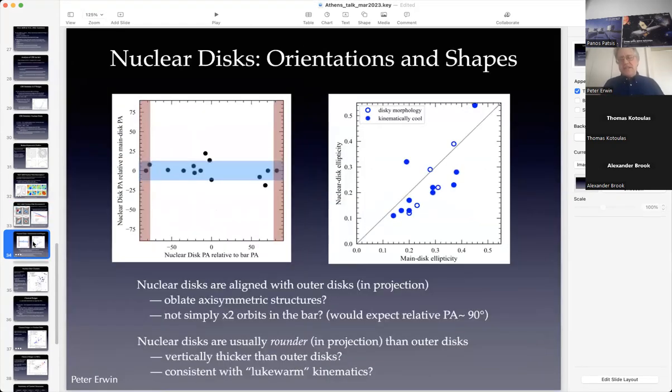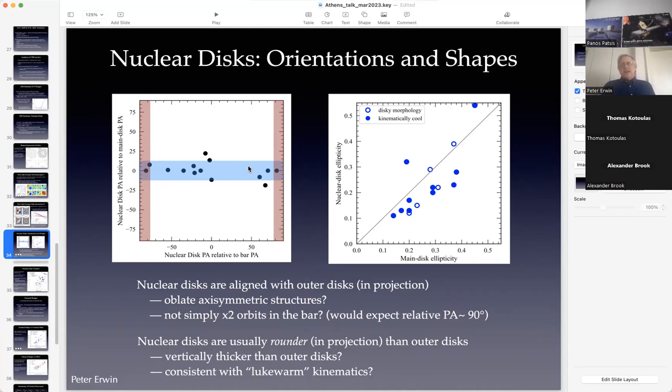Okay, back to nuclear disks in general. What do they look like? What are their shapes? So this shows you two different ways of looking at this. The left-hand panel shows you the position angle of the nuclear disk relative to the bar on the x-axis, and on the y-axis, the position angle of the nuclear disk relative to the main disk of the galaxy. And the point to notice here is that the nuclear disks are basically aligned with the main disk to within about, let's say, 5 or at most 10 degrees. This is consistent with there being axisymmetric structures that have the same orientation as the main disk of the galaxy. On the other hand, they seem to have random angles with respect to the bar.